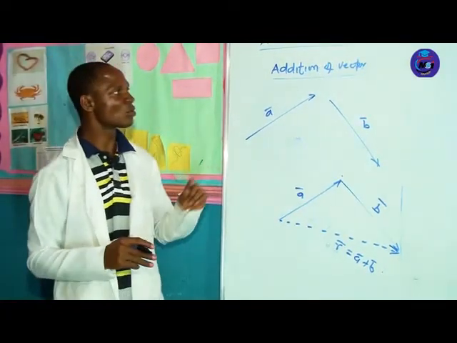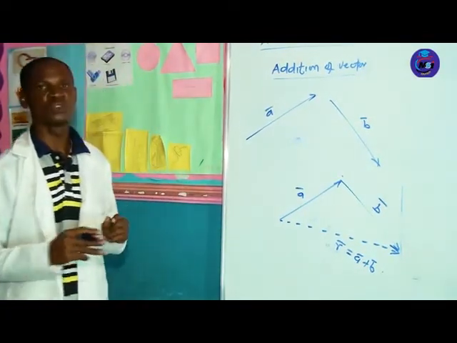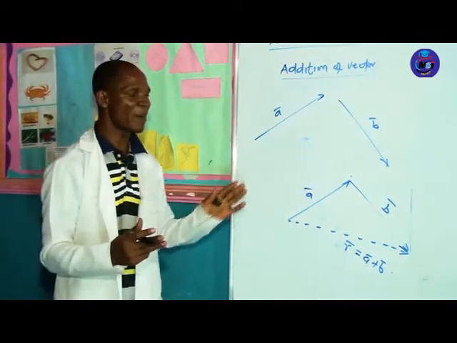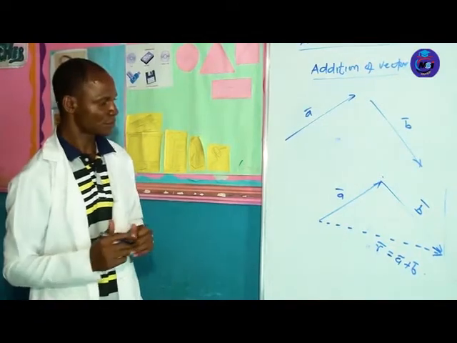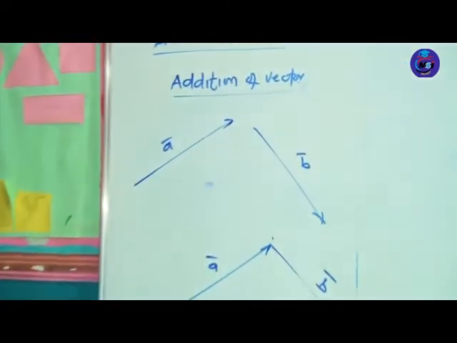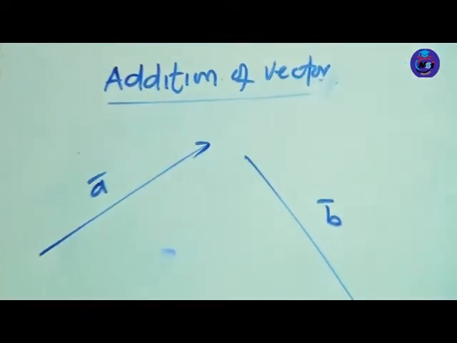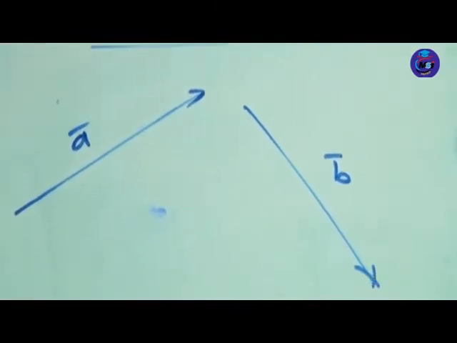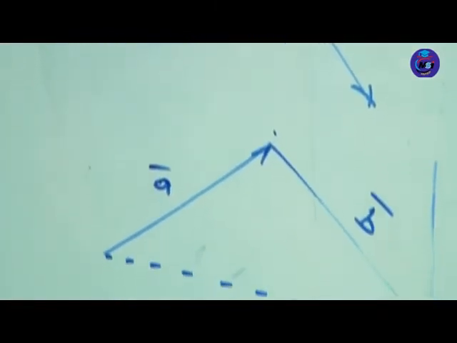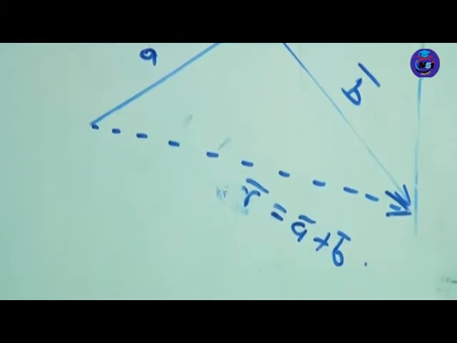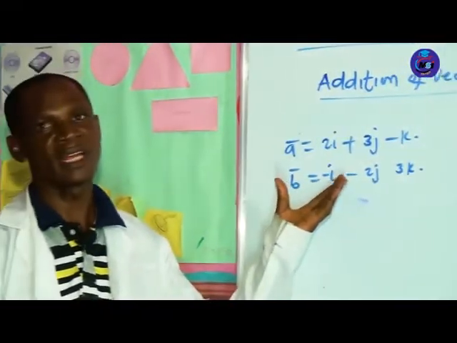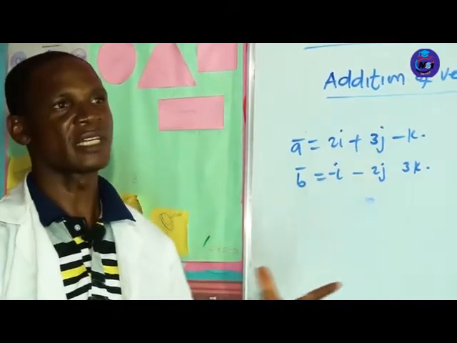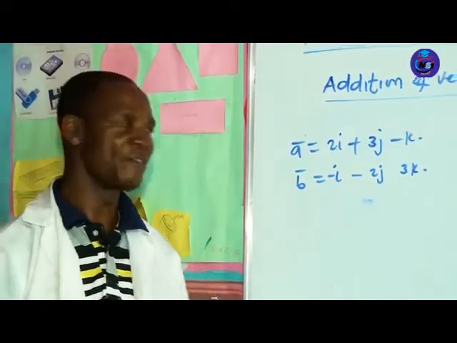So the next one we'll be going to now is how to use uppercase letters to perform the addition too. So this is addition of vectors. This is what we call an IJK vector.